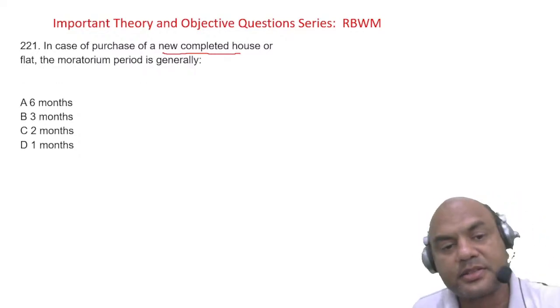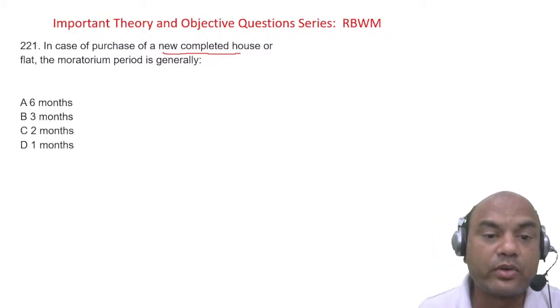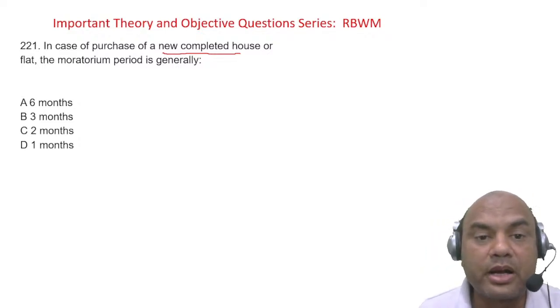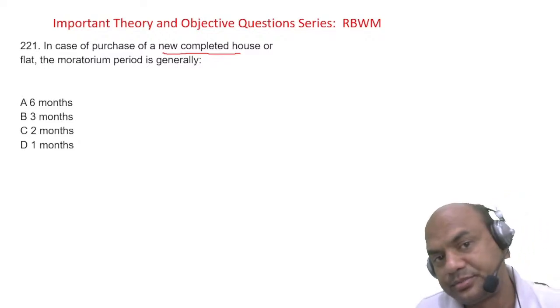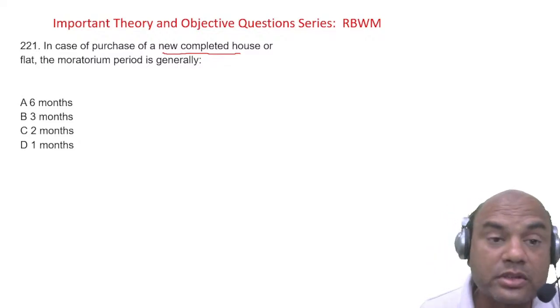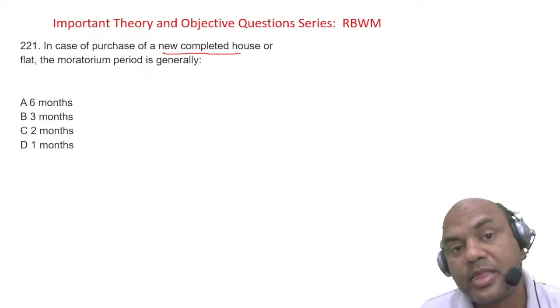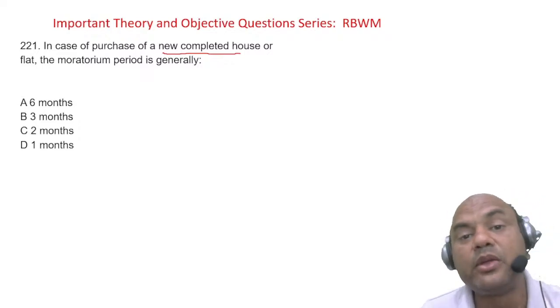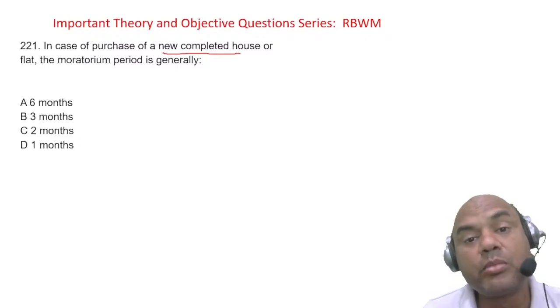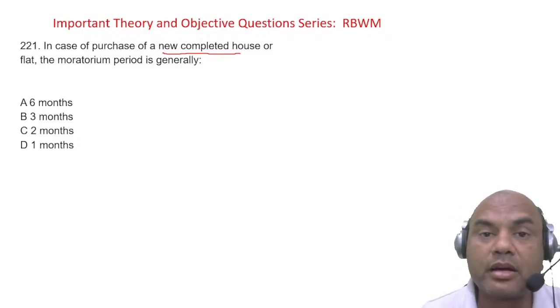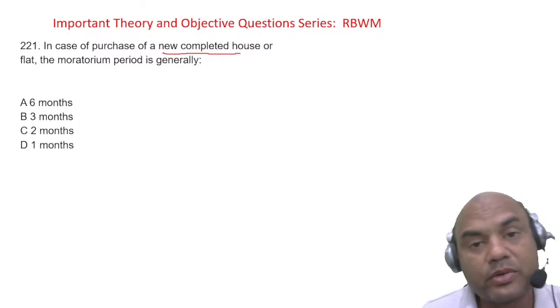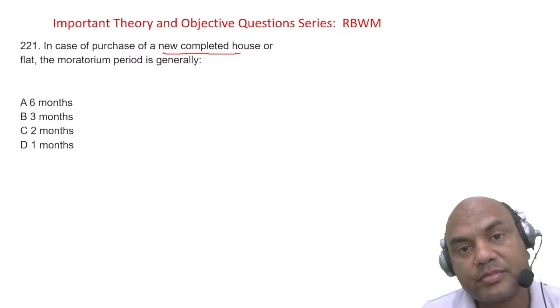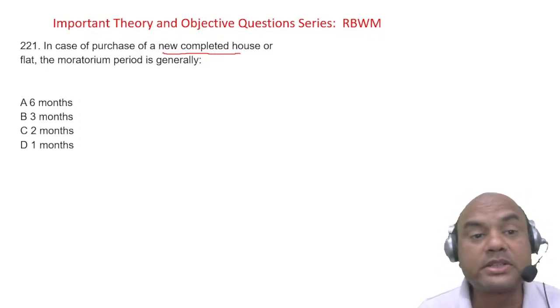Now what is the answer? Just now I told you there is no moratorium period in a completed house. Right? But then also the question has 6 months, 3 months, 2 months, 1 month. If this question comes in an exam and you know that there is no moratorium period in a completed house, then what will you answer over here? Think over it. Now it's a logical question.